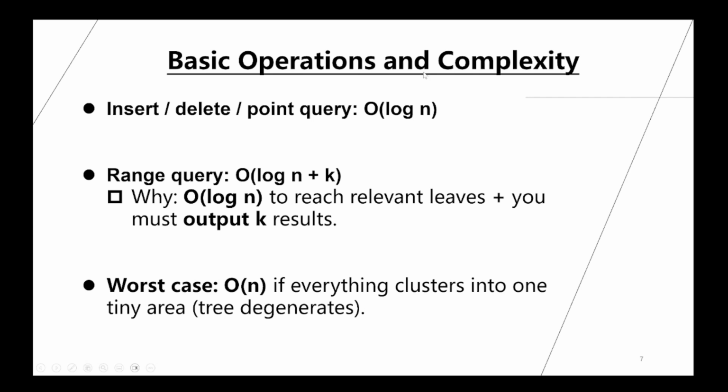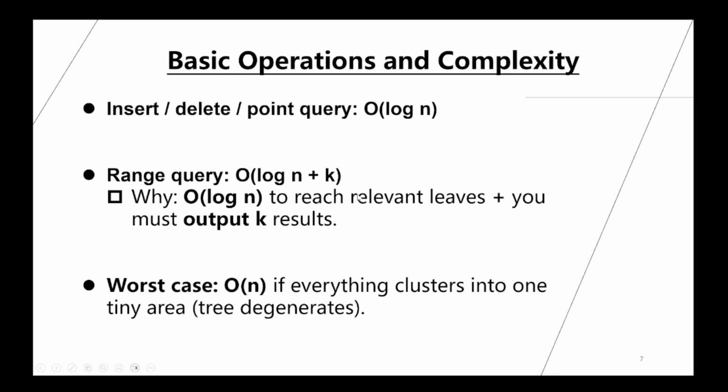Now, some basic operations and their complexity. For inserting, deleting, or point queries, it's O(log n). The reason is that at each level of the tree, we are zooming in on one of the 4 quadrants. If you are familiar with binary search, it's just like a 2D version of binary search. So it's definitely a log n, no matter what. And for range query, the log n comes from how many steps it takes to reach the relevant leaf nodes, just like before.